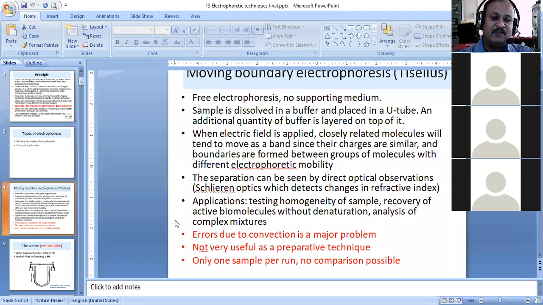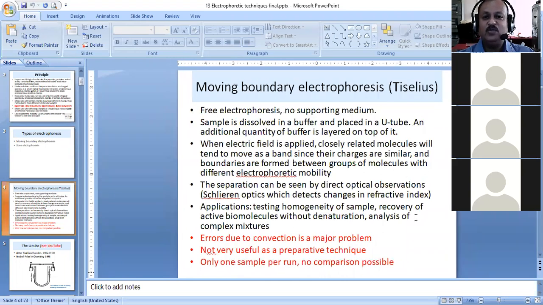I think I have already described much of this without making use of the slides, but we'll try to see what is written on these slides to get some more information. This technique of moving boundary electrophoresis was invented by the scientist named Tiselius. This experiment is also popularly called the Tiselius U-tube experiment. He used a free form of electrophoresis with no supporting medium.